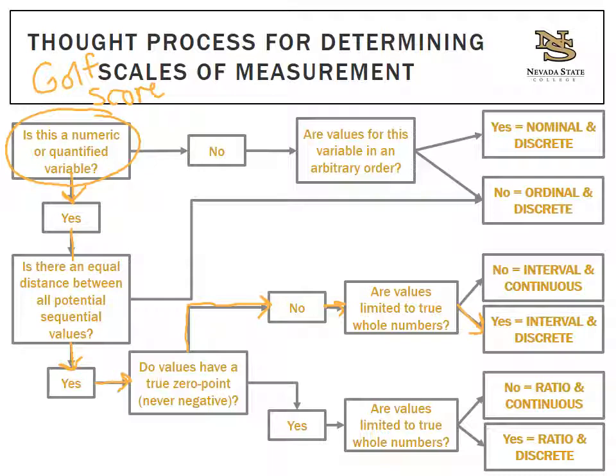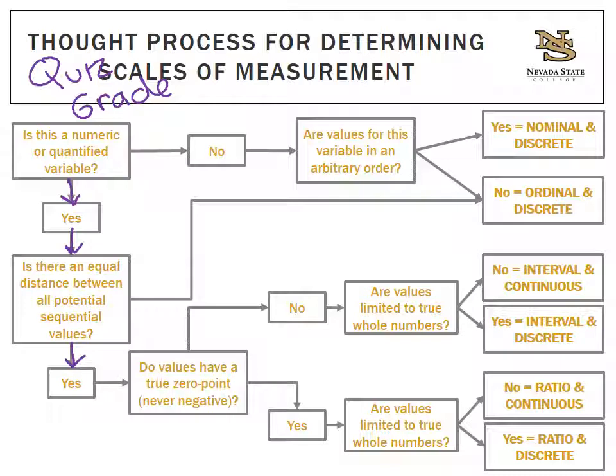So let's do another example. Let's do quiz grade. All right. Is this a numeric or quantified variable? Yes, it is. So we would go to here. And then we'd say, is there an equal distance between all potential sequential values? And yet again, I'm going to say yes.